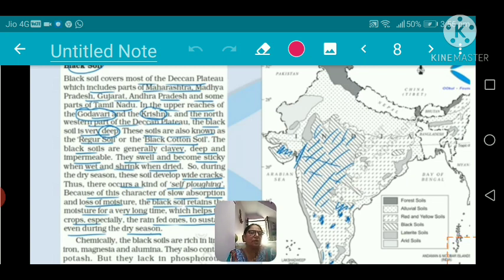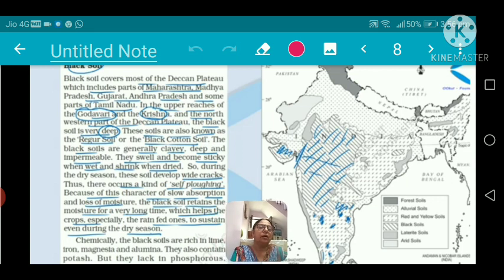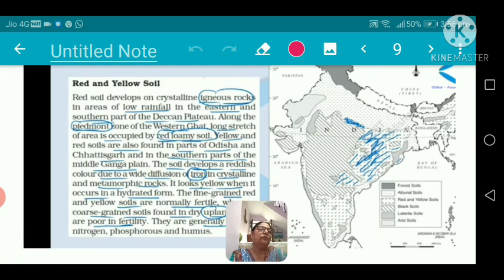Because of this character of slow absorption and loss of moisture, black soil retains moisture for a very long time. It can hold moisture. That's why black soil comes in the category where rice can also be grown, and sugarcane can be. Chemically, the black soils are rich in iron, magnesia, aluminium, and also contain potash, but these soils lack phosphorus, which is found in the alluvial soil.